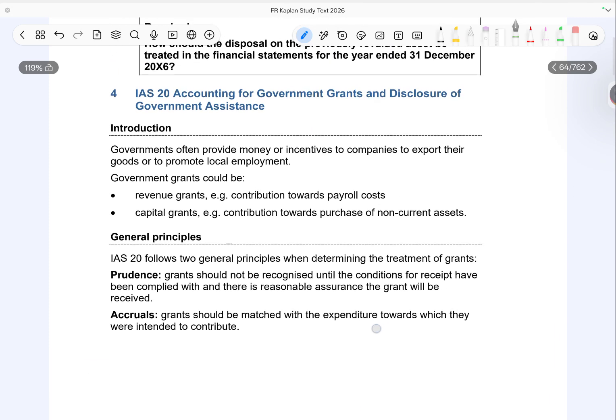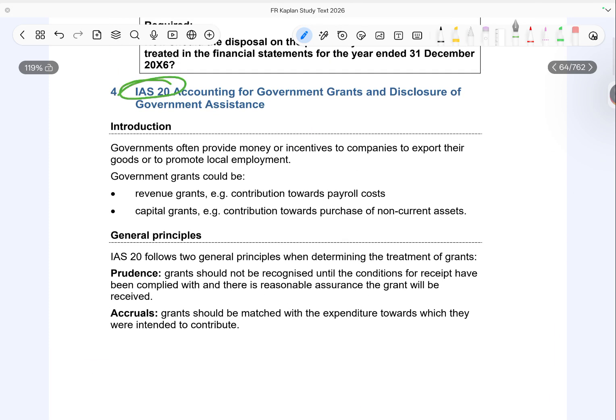Now we are going to learn a new IAS, which is IAS 20 for government grants and disclosure of government assistance. I find this IAS quite simple. So yeah, one second.